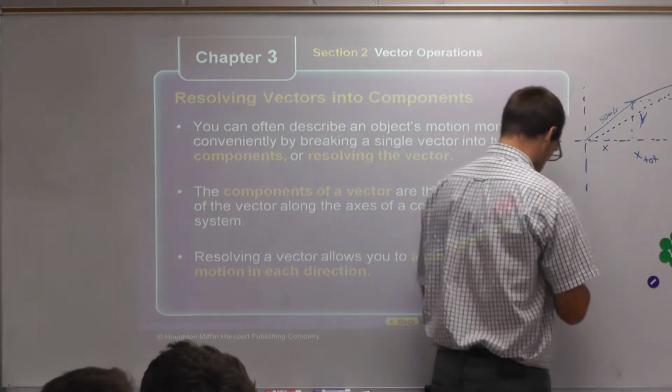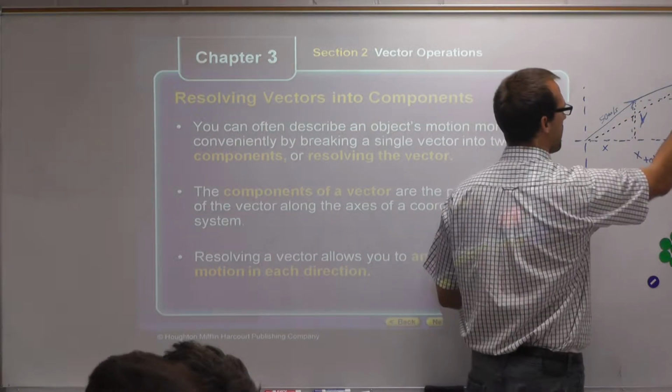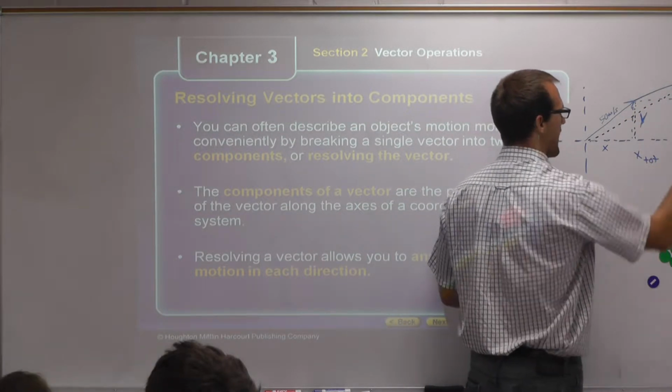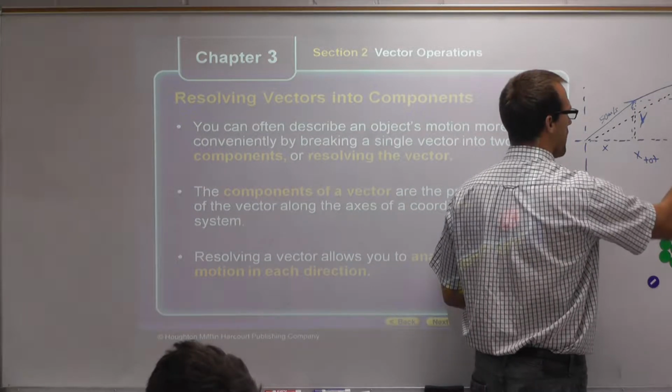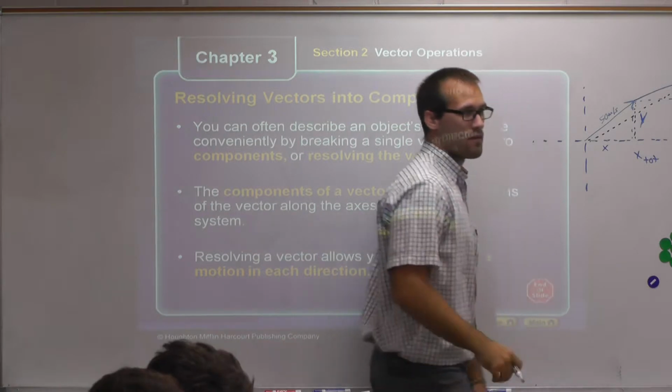Here, I have a y1 and a y2. If I add them together, what do I get? A y total. So I have an x total and a y total. What do you notice? A triangle.